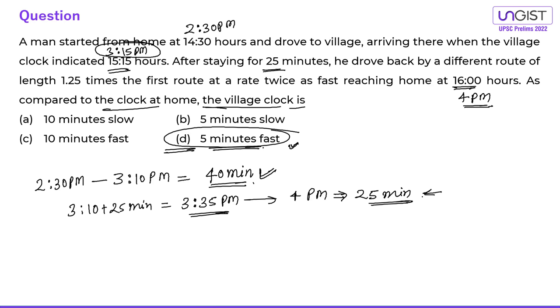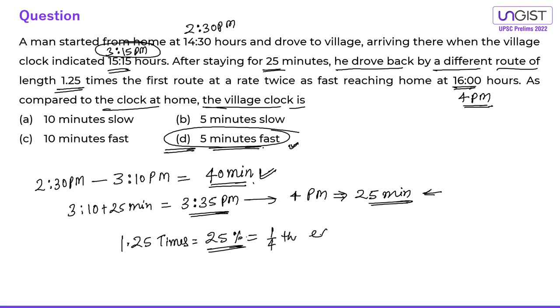But ideally, he drove back by a different route, which is 1.25 times longer than the first route. See, everyone, 1.25 times means 25% more. 25% means 1/4 more, 1/4 extra. So if the route he has taken is 1/4 extra, then obviously he should have taken 1/4 extra time. So here he is taking 40 minutes.